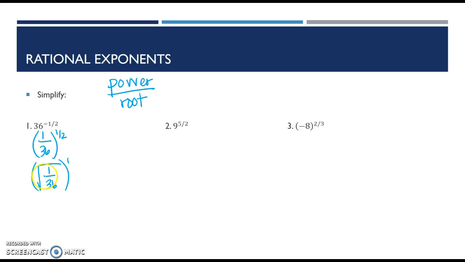Remember, for a fraction, you just take the square root of the top and the square root of the bottom. The square root of 1 is 1, the square root of 36 is 6, and anything to the first power is just itself, so it's just 1/6.